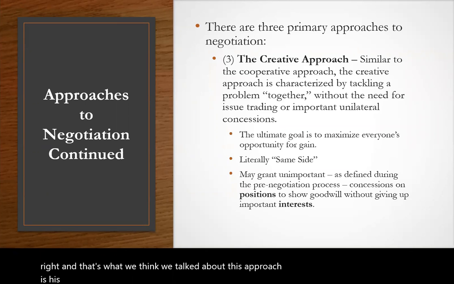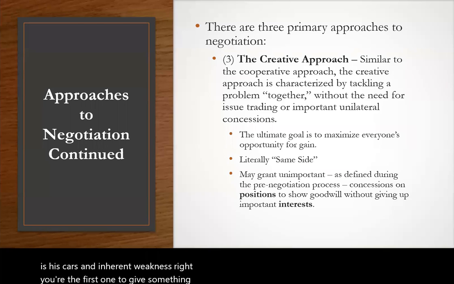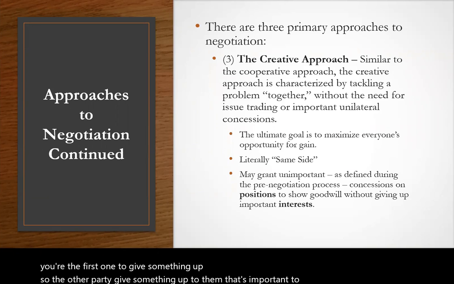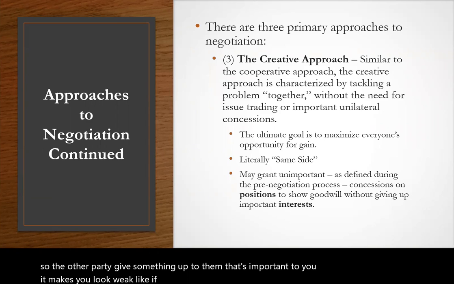I want 5 million, you want 2.5 million. Okay. We're not willing to budge, right? You don't want to issue trade or give up any important unilateral concessions. So again, the ultimate goal here as well is to maximize everybody's opportunity for gain. But if you frame it as, we're not negotiating, because negotiating has that kind of win-lose mentality, but if you frame it as, let's work together and find a solution that works for us.